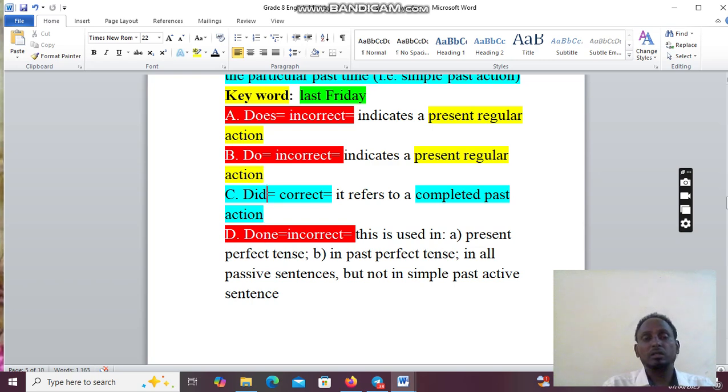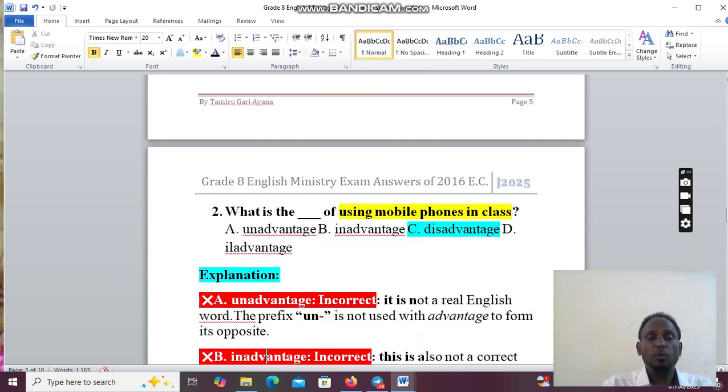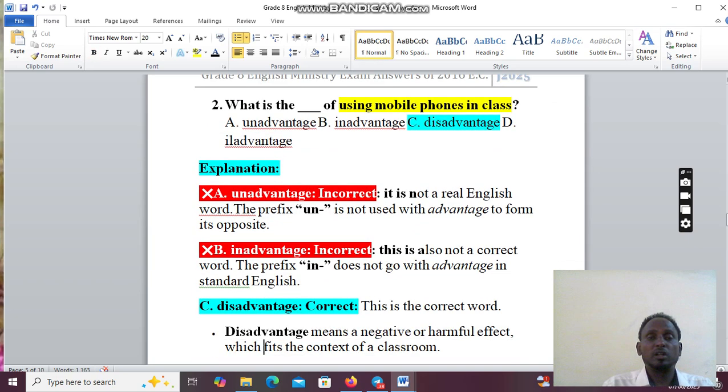So the right answer is did for this item. When we come to question number 2, what is the blank of using mobile phones in class? A, an advantage. B, inadvantage. C, disadvantage. And D, ill advantage.